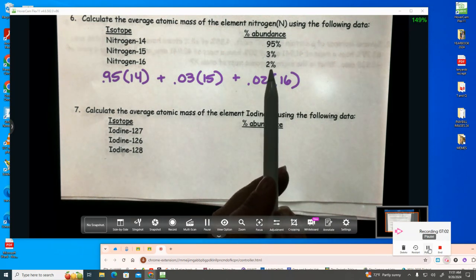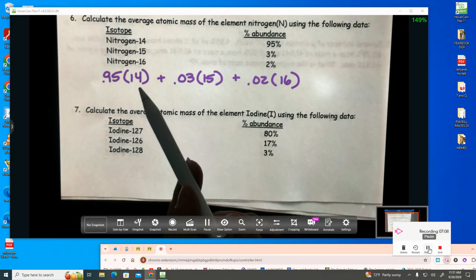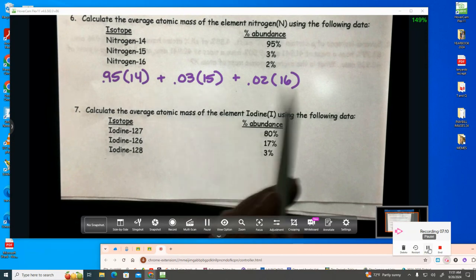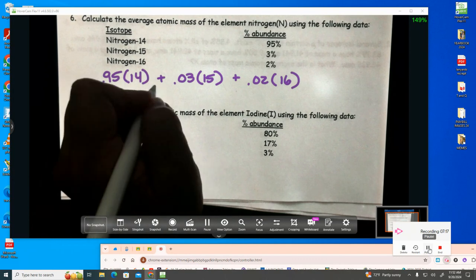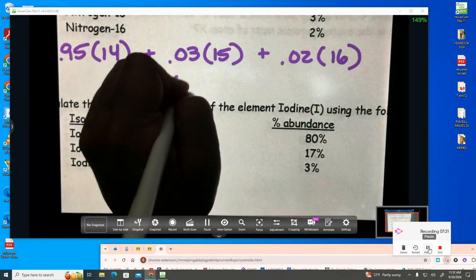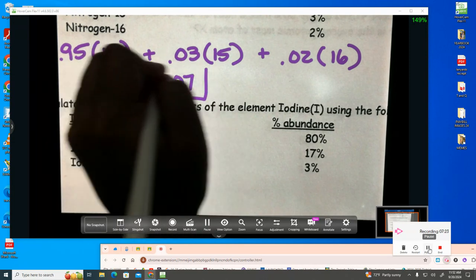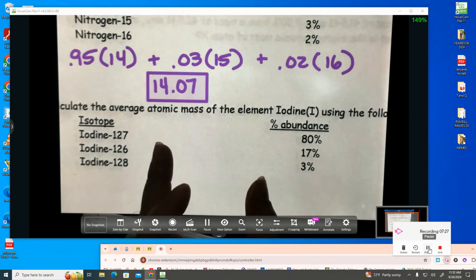I take the percentages, I made them to decimals. I multiplied it by its mass number, and now I add them all. I do all this fancy math, and what do I get for a number? Go ahead, Willow. Say it again, 14.07? Okay, 14.07. And somebody asked me what the units for this were. The units are atomic mass units, okay?